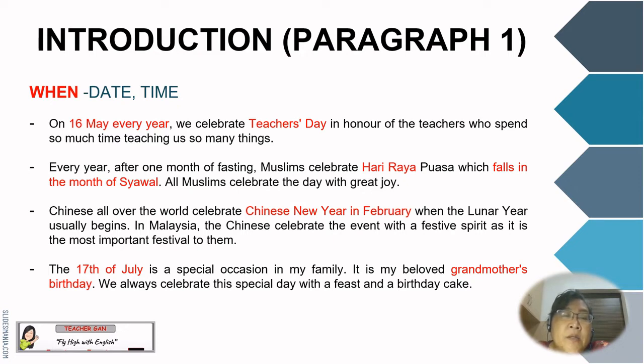We can say, Chinese all over the world celebrate Chinese New Year in February when the lunar year usually begins. In Malaysia, the Chinese celebrate the event with a festive spirit as it is the most important festival to them. Or you can say the last example, the 17th of July is a special occasion in my family. It is my beloved grandmother's birthday. We always celebrate this special day with a feast and a birthday cake. So you can see here that you have the celebration and also the time or the dates for the celebration.